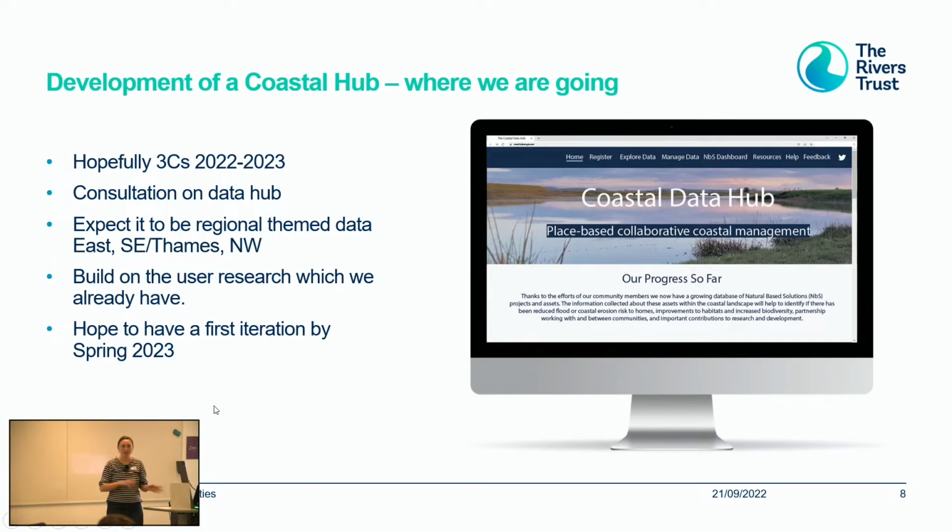So taking it back to how we'll develop a coastal data hub, so learning on all the work that we're doing with the other Esri hubs, we're going to develop a coastal data hub in consultation. So we'll be going to consultation on this next year, pending funding from 3Cs, which is this funding stream that Amy's just mentioned, and we're going to build on this research that we've already done to develop this. So we're hoping to have a first iteration next spring.